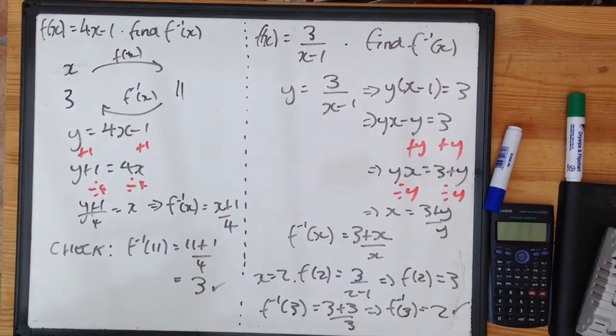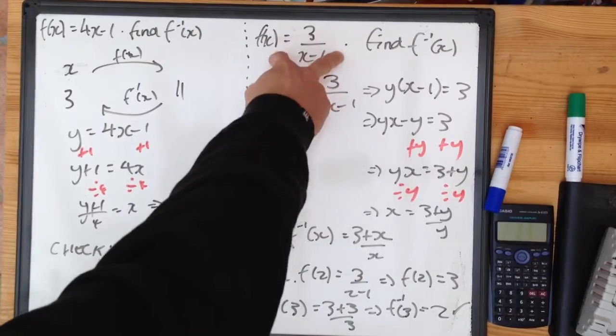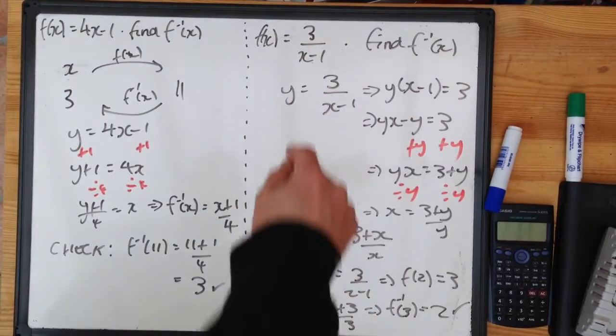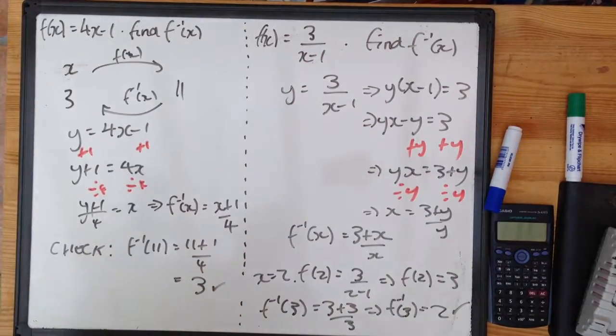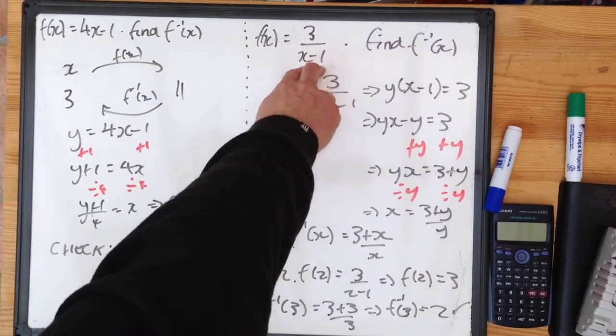One other thing to consider with this function here, especially when it's got fractions in there: there are values, well in this case just one value, which you can't put into that function. And the value you can't put in makes the denominator equal to 0. 3 divided by 0, you can't do it. Your calculator will give you a math error. And the value of x which makes the denominator 0 is 1.